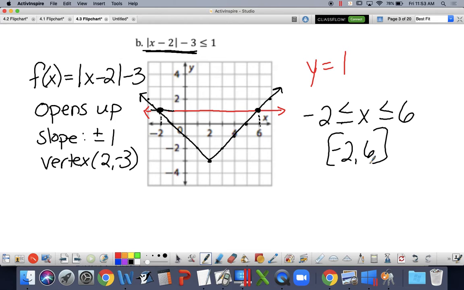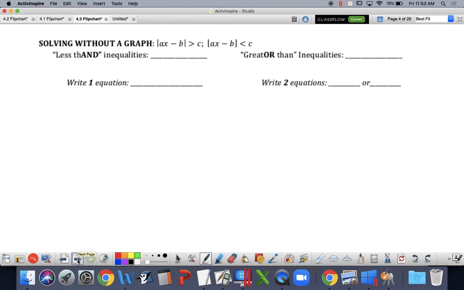Okay? So now that we've done the visual or graphical representation, let's get to the algebraic method for figuring this out. So we've got some functions here, and yes, I threw in some letters, as math teachers always want to do. So I have the absolute value of ax minus b is greater than c, and then I have the absolute value of ax minus b is less than c.